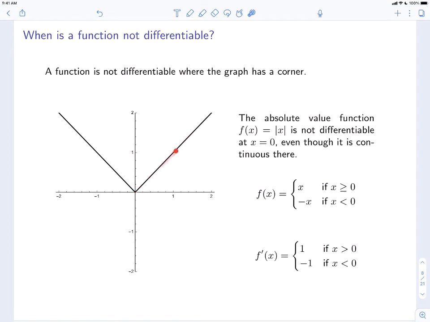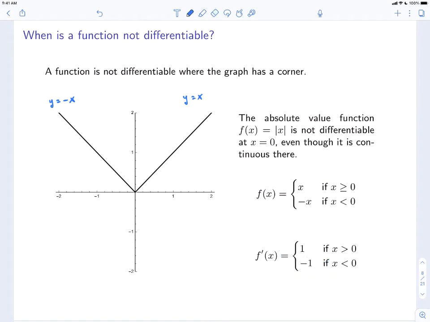When x is positive, the graph is the graph of the line y equals x, and the slope there is 1, and that's why when x is greater than 0, the derivative is 1. Similarly, when x is negative, to the left of the y-axis, the graph is y equals negative x. That has a slope of negative 1, and that's why the derivative, when x is less than 0, is negative 1.